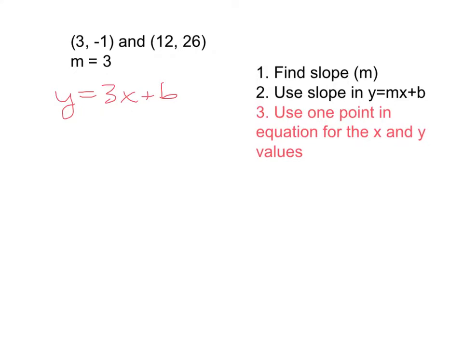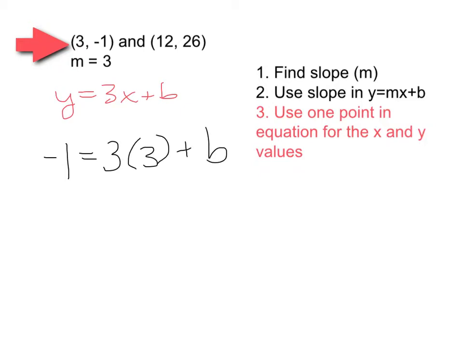Now we're going to work on using 1 point in the equation for the x and y values. So I'm going to choose to use this one right here, the 3 and -1. So I'm going to say y, which is my -1, is equal to 3 times, and in this case the x value is 3, plus b. Then I'm going to solve for b. So -1 = 9 + b. I'm going to subtract 9 from both sides. I'm going to get -10 is equal to b.